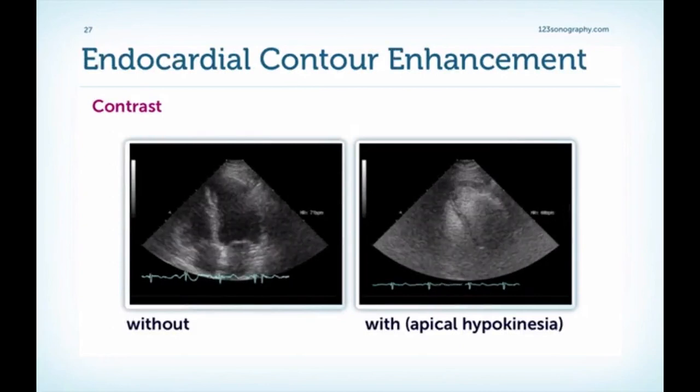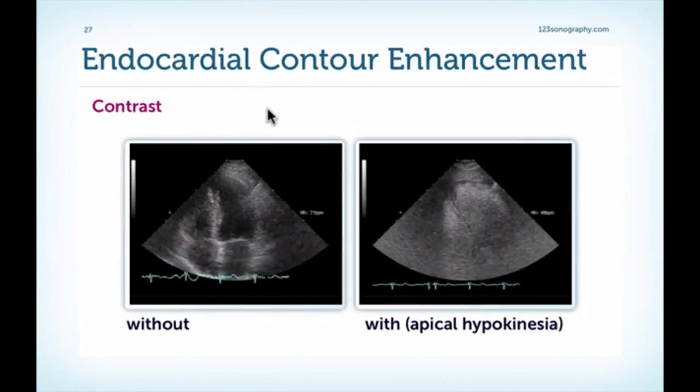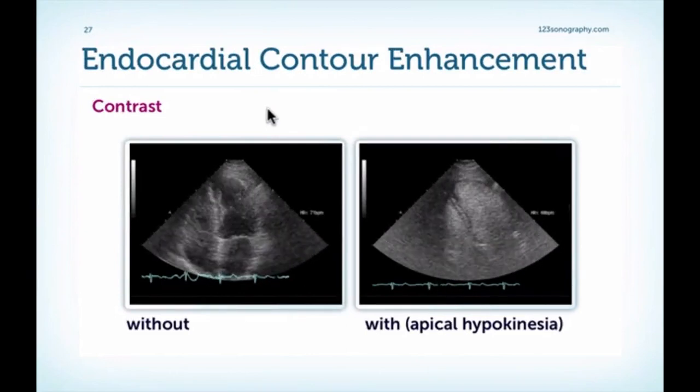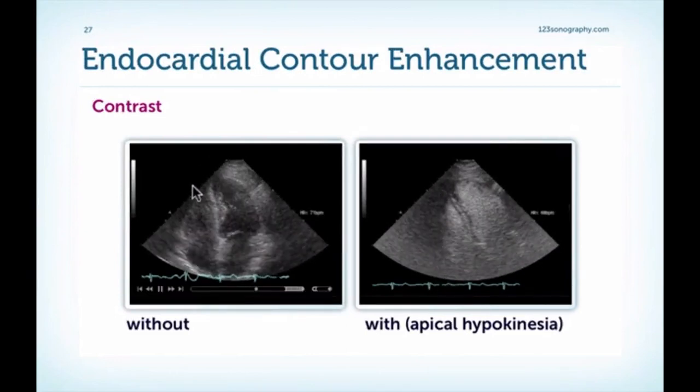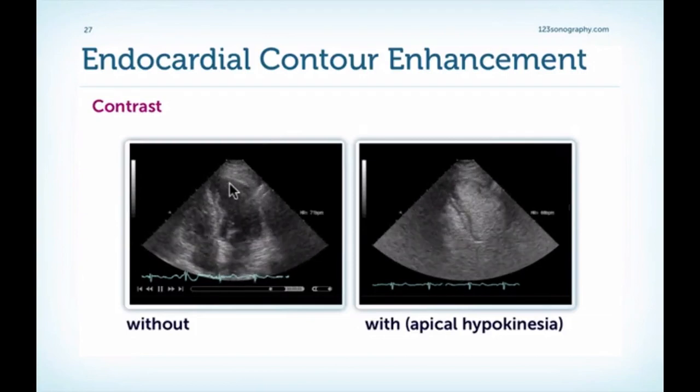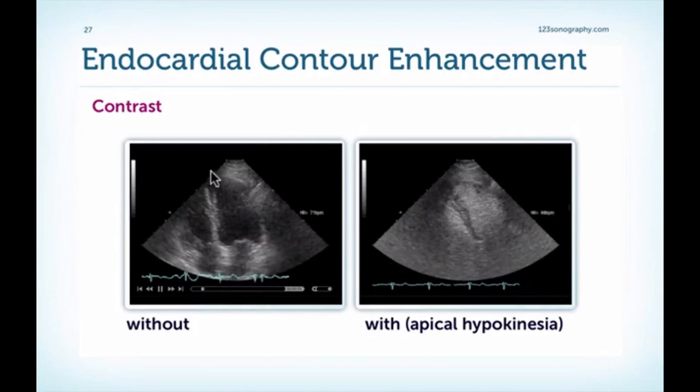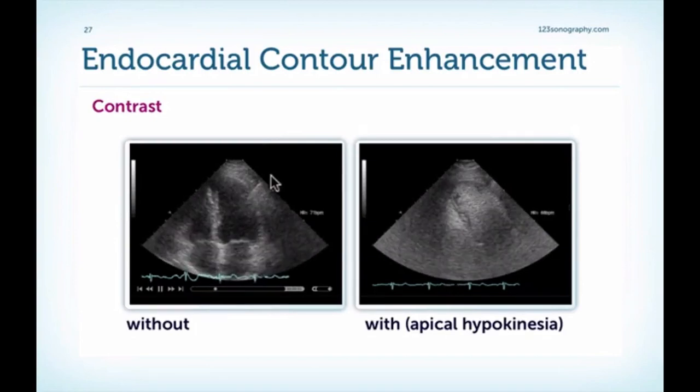Unfortunately, it's not always easy to really detect wall motion abnormalities and to see the endocardium, especially in patients who have poor image quality. Now this is such an example where we do not really see the lateral segments, apical and mid segments, and where we do not know if a wall motion abnormality is present.